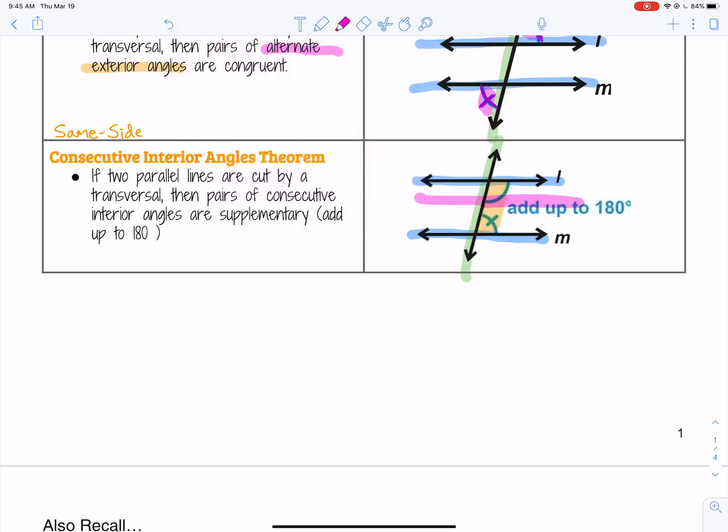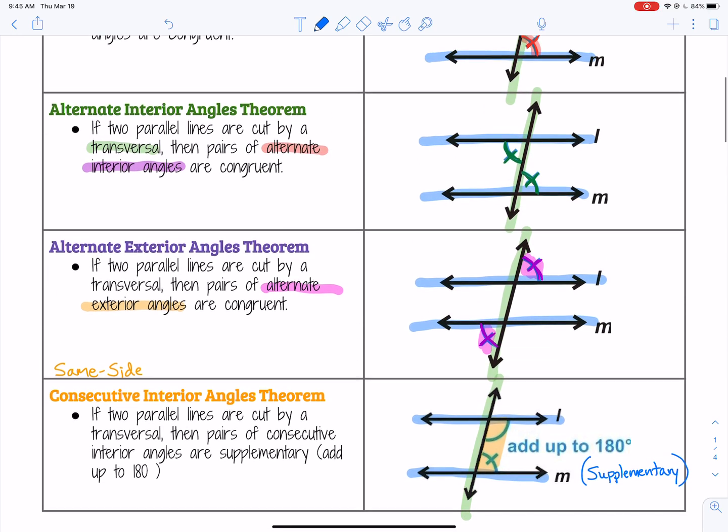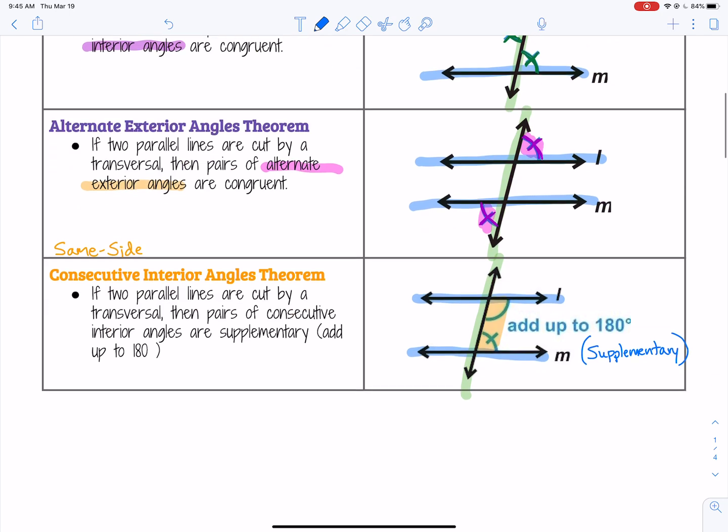Remember, interior means they're inside those parallel lines. They're on the same side, or they're consecutive, which also kind of means they're right beside each other. And they add up to 180, and they are supplementary, because when any two angles add up to 180, we call them supplementary angles. Okay, so those are our 4 theorems and postulates.